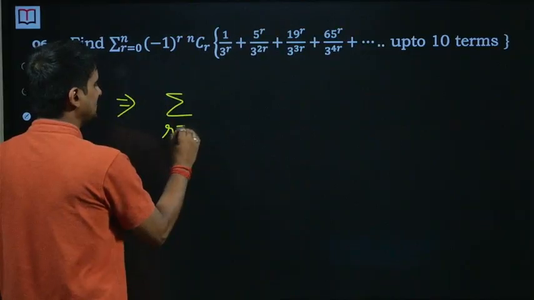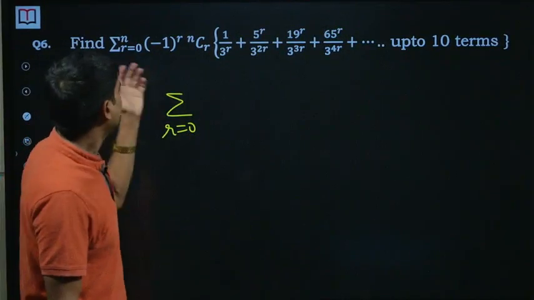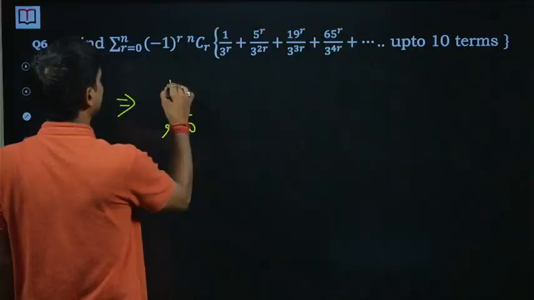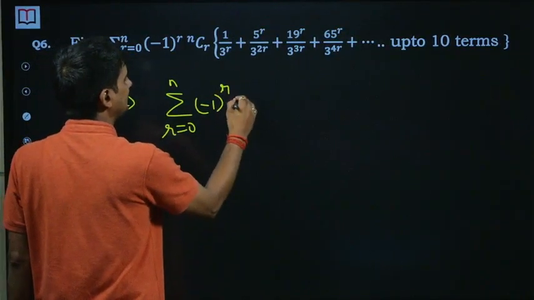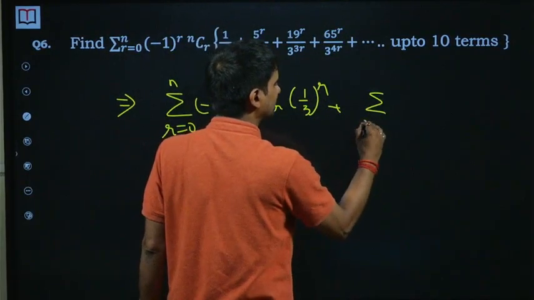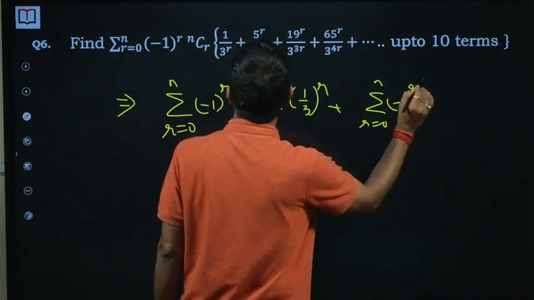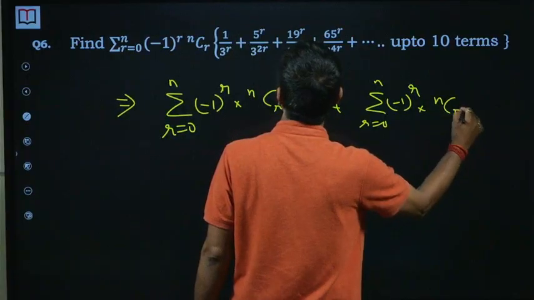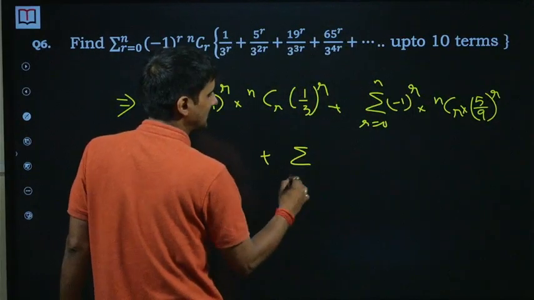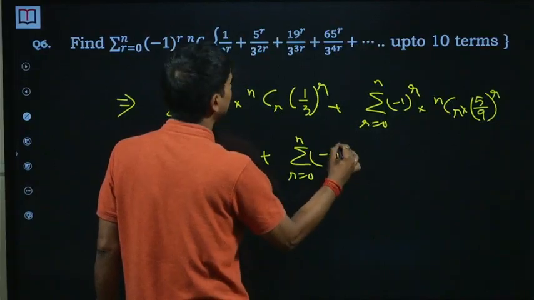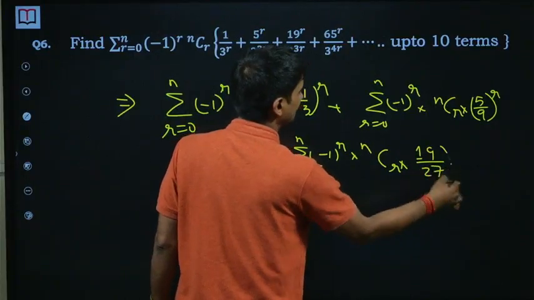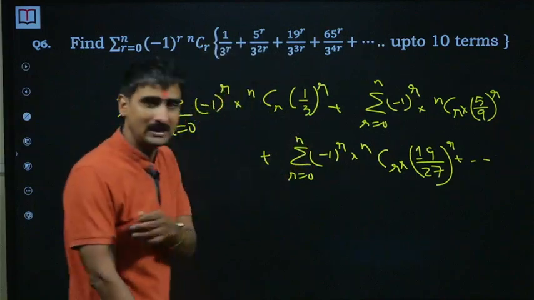But still, so summation, I will just distribute the summation over this series. So summation r goes from 0 to n, minus 1 raised to the power r into nCr into 1 by 3 raised to the power r, plus summation r goes from 0 to n, minus 1 raised to the power r into nCr into 5 by 9 raised to the power r, isn't that? Plus summation r goes from 0 to n, minus 1 raised to the power r into nCr into 19 by 27 raised to the power r. I believe all of you will agree with me.